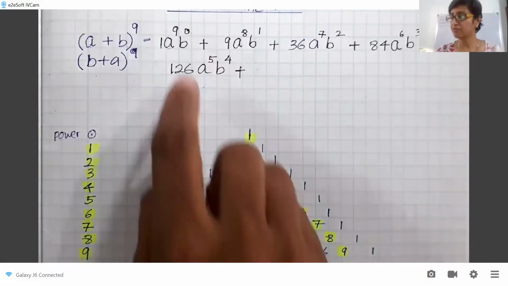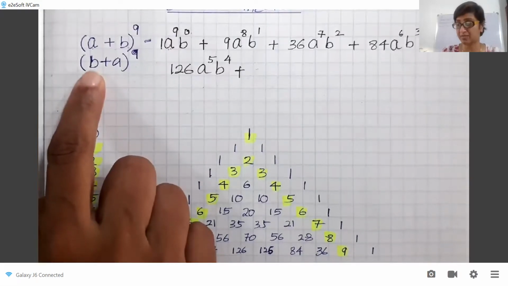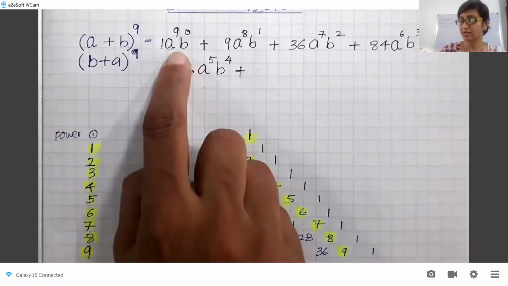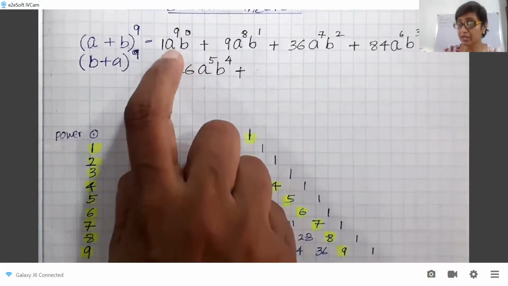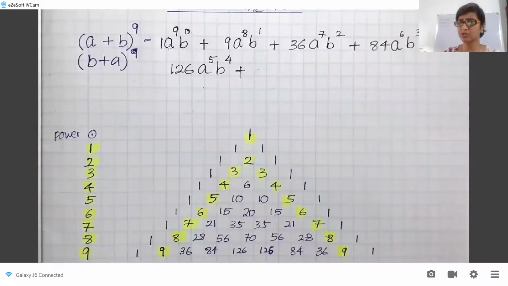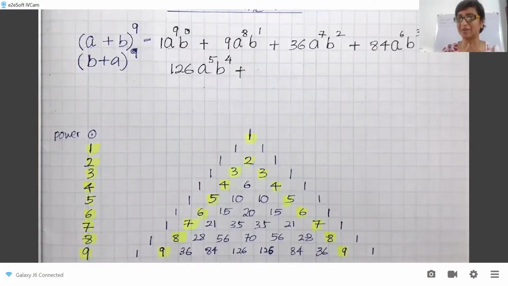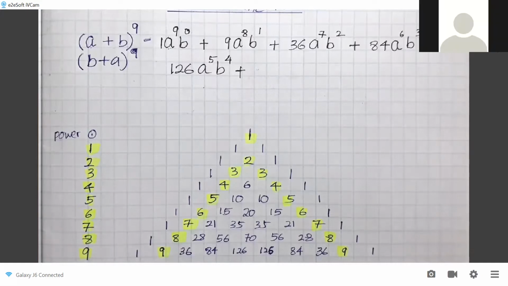Does it matter? How do I know to which one I put the highest power first and to which one I put 0 first? Is it random, or what do you think about that? Think about that a bit. If I had given you B plus A instead of A plus B, I think you would go B to the power of 9, A to the power of 0, and continue that way. Would the two expansions be different then? Teacher, the answers are the same, but it's to the other side. What do you mean by that? Like the last terms are at the first.